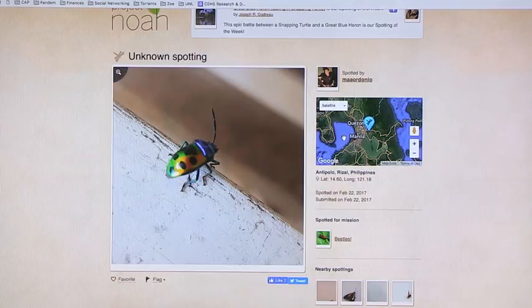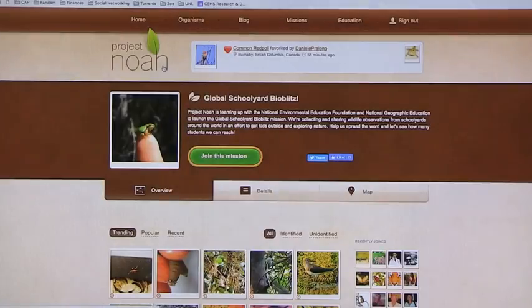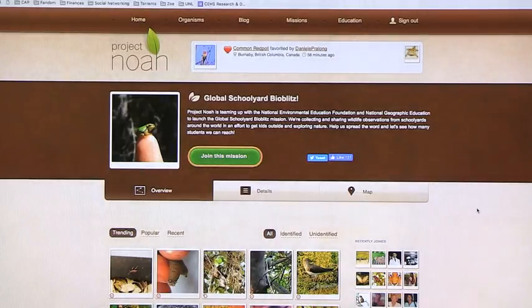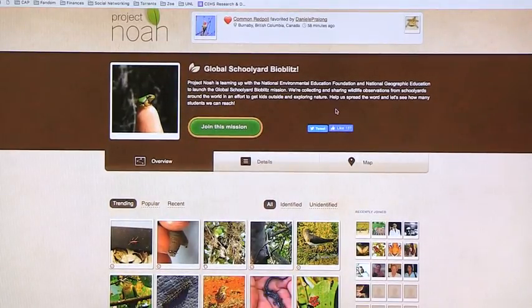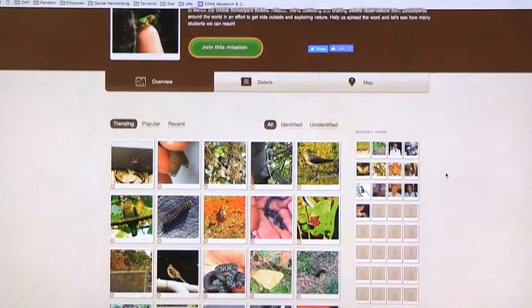And again, you could build larger lessons around why these sorts of living creatures would be in this region, what they would eat, and why they would live there and not somewhere else. If you go to an existing mission, this one is collecting and sharing wildlife observations from schoolyards around the world. This would be a really easy way to expose your students to what's going on and how it operates, and they just go and take pictures of what they see in the schoolyard.